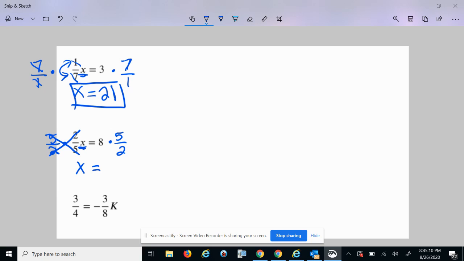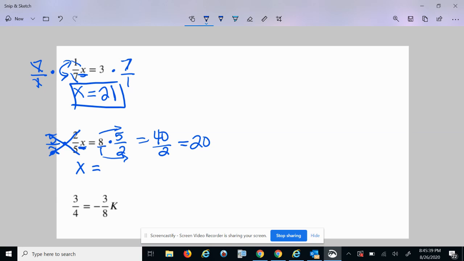Now here you can solve one of two different ways. So one way is you can multiply the top numbers. Remember, 8 is the same as 8 over 1, and we multiply fractions by multiplying straight across. So we could do 8 times 5 is 40, and 1 times 2 is 2, and then I can simplify that. 40 divided by 2 is 20.